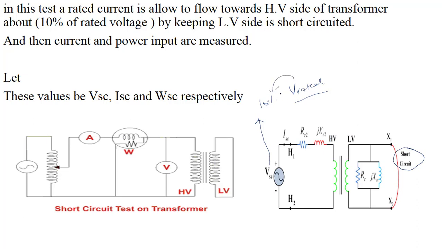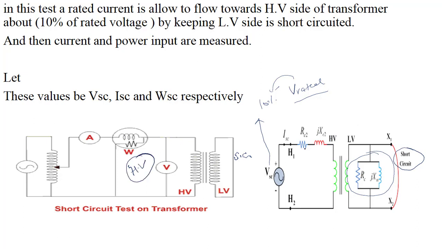It means the excitation current of the transformer, in comparison to V rated, will be very small, so we can neglect the shunt branch in this case, because V short circuit is almost 10% of V rated. Let us consider at rated current the voltmeter reads V short circuit, the current is I short circuit, and the wattmeter reads W short circuit. So we short circuit the low voltage side and perform the test toward the high voltage side, as I have shown.